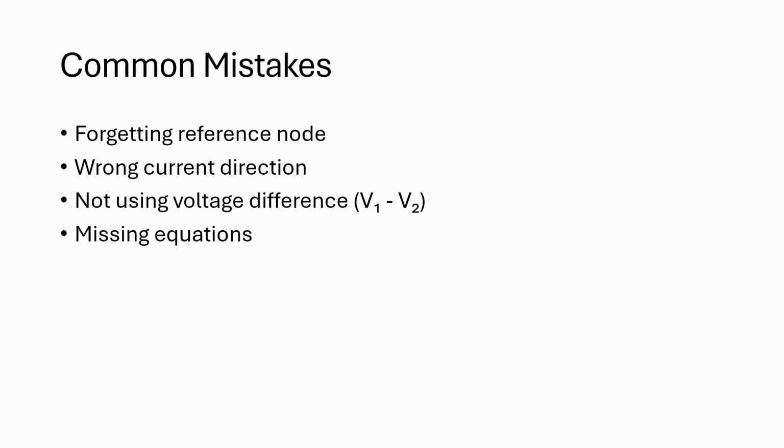Before we wrap up, I want to mention a few traps students often fall into. The biggest mistake is forgetting to pick a ground. Without a 0 point, your numbers have no meaning. Another common slip-up is getting the signs wrong for the current sources. Remember, if it's coming in, it's usually treated as a negative in the sum, and if it's leaving, it's positive.